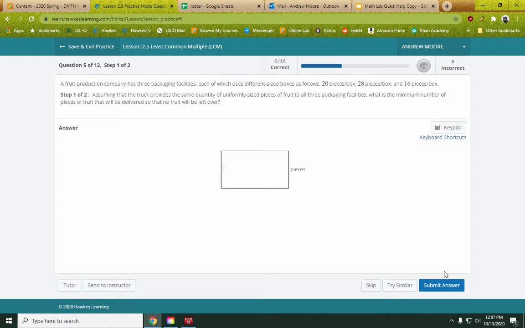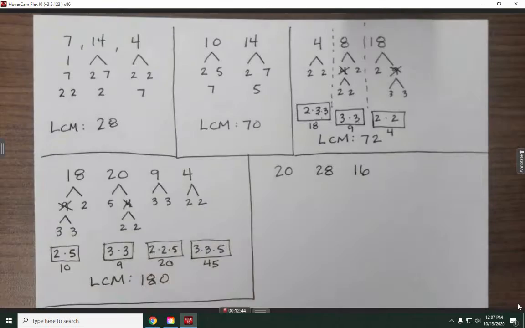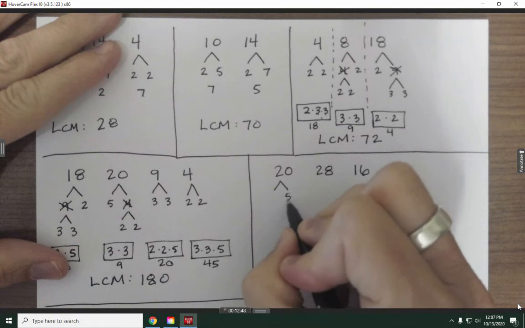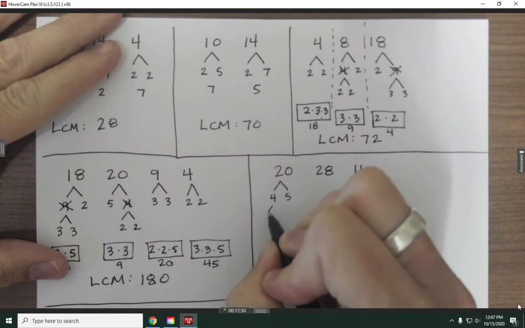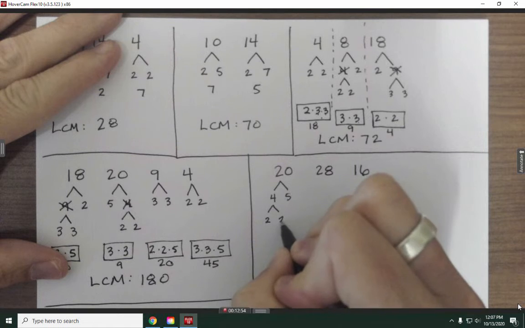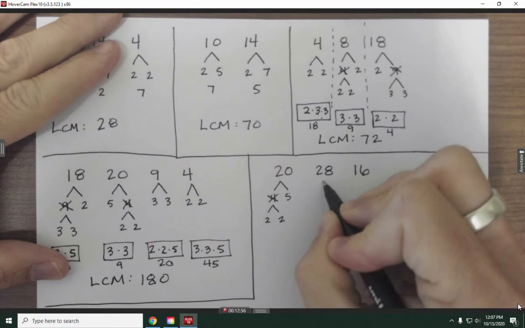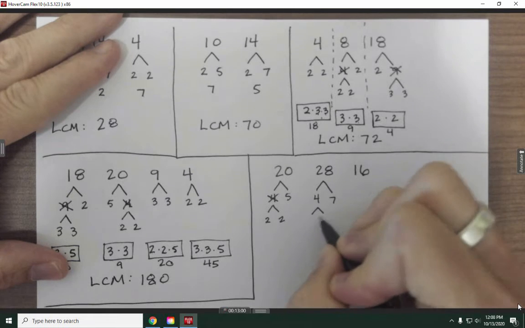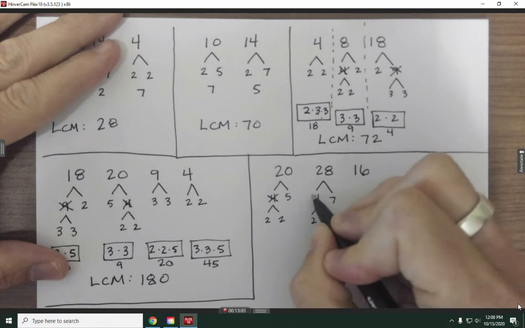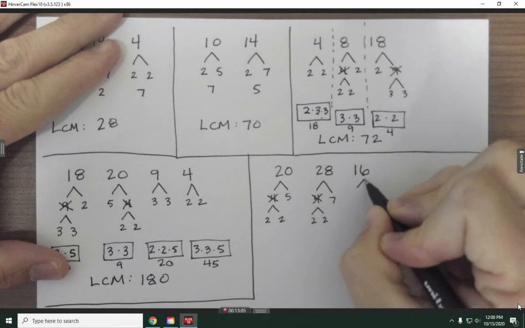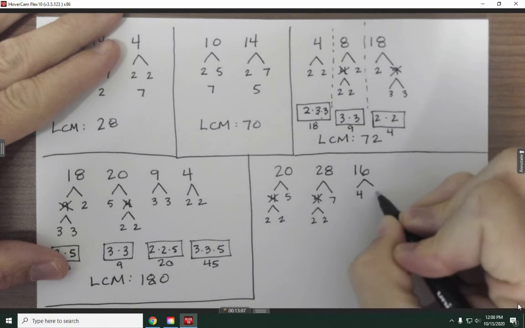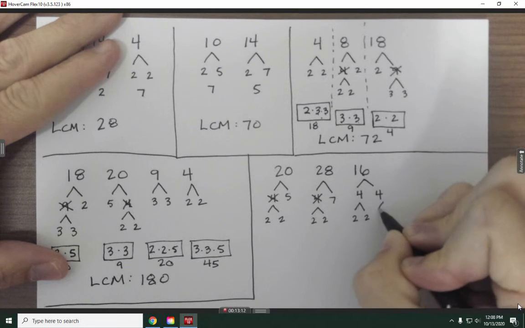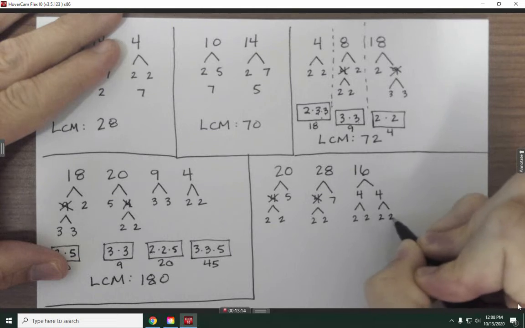So basically this means that we're looking for a greatest common factor. So we're doing the same thing we've been doing. So we're splitting up 20. That's 5 and 4, and then 2 and 2. 28 is going to be 4 and 7. We got another 2 and 2. And then 16 is 4 times 4, and then the 4 is split into 2 and 2 and 2 and 2.